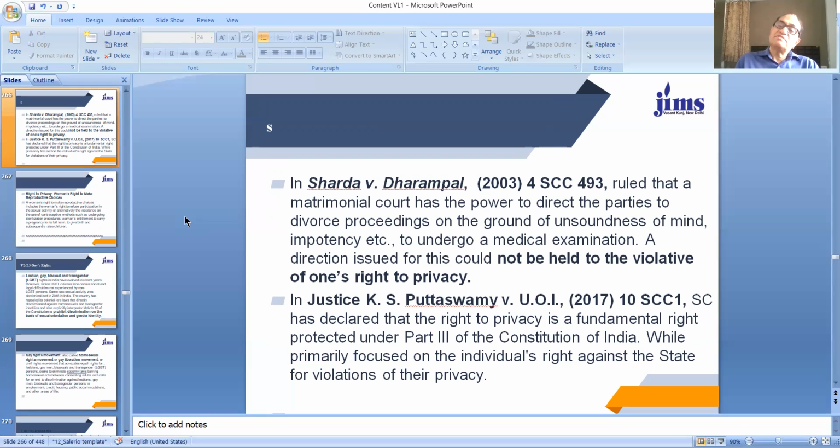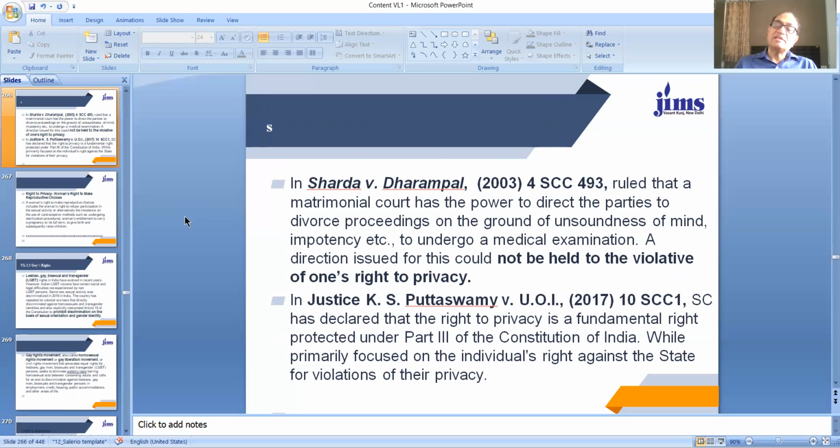And I say no, it is my privacy that I will not go for medical examination whether I am impotent or not, whether I am of unsound mind or not. The Supreme Court says that this could not be held to be violative of one's right to privacy. Privacy is there, but now the question before the court is whether I am impotent, whether I am of unsound mind or not. So I will have to go to the doctor. I will have to obey the direction of the court, and it cannot be held to be violative of my right to privacy. Privacy is there, but not in absolute terms. I will have to go to the doctor and get myself examined whether I am impotent or not, whether I am of unsound mind or not.